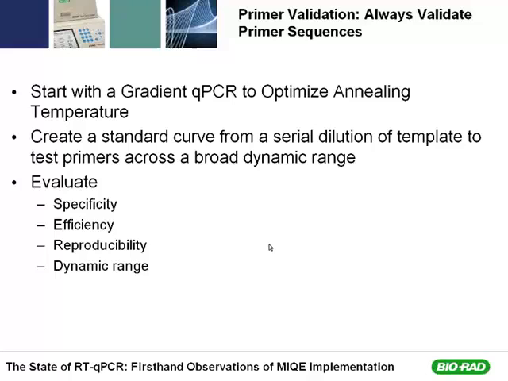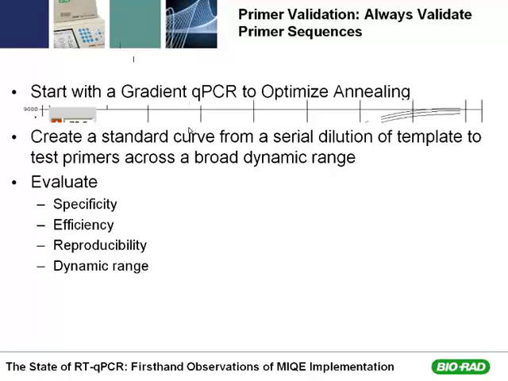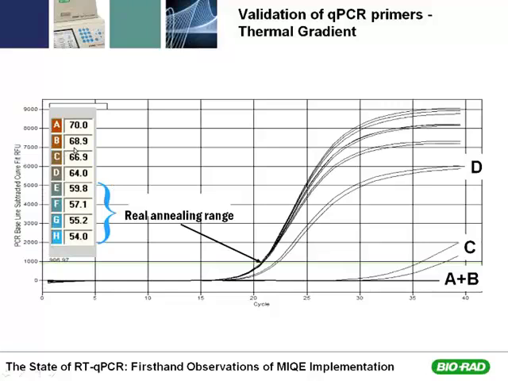So it's a good idea to do this, to blast your primers, and then to test them using a gradient to assure that you have the right annealing temperature for your primers, and then also with a standard curve to assure that the reaction efficiency is good with your samples and those primers. So a thermal gradient, you can do this on any Bio-Rad qPCR instrument actually, and I do recommend doing this by qPCR because it's more precise.